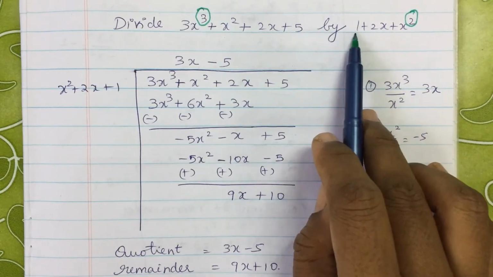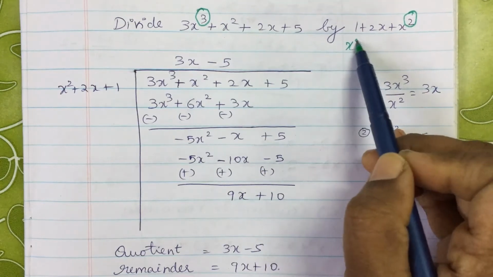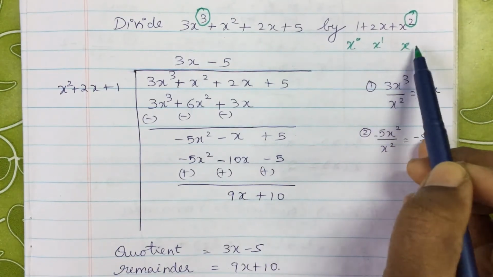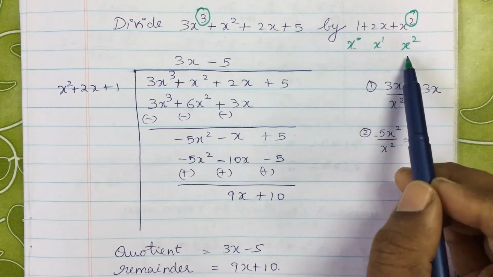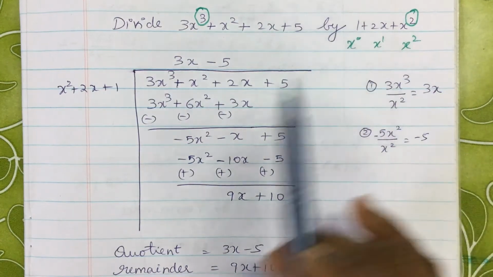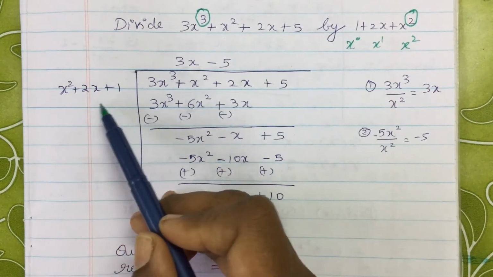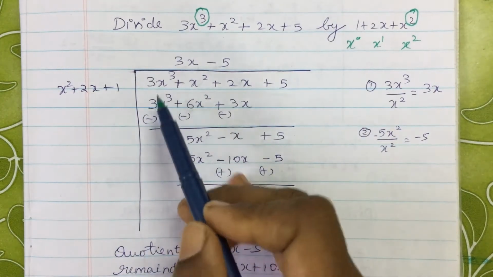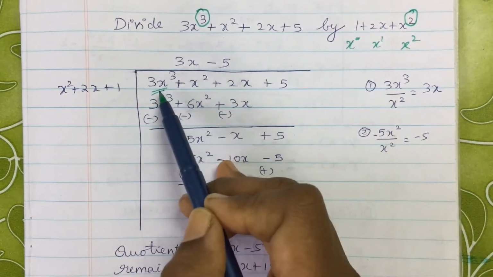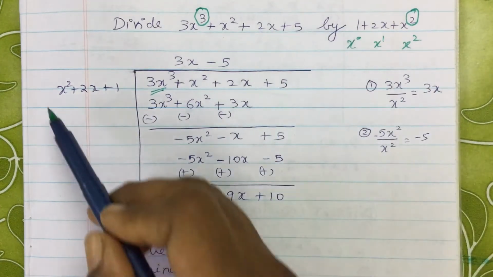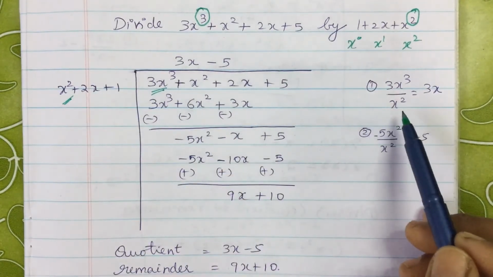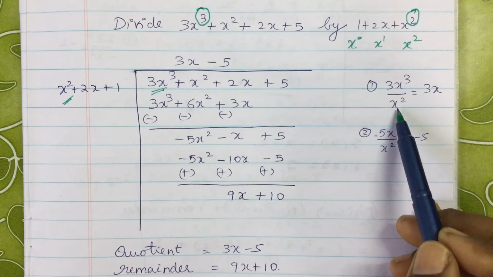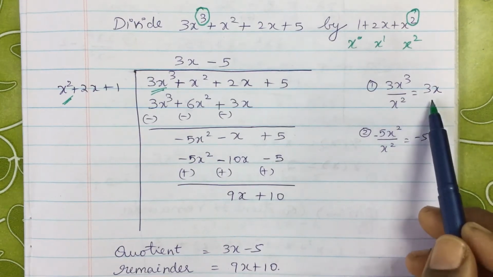So here if you see, the power of x is x to the power 0, x to the power 1 and x to the power 2. So it is in ascending order. You have to rearrange the terms so that it will become x square plus 2x plus 1. Okay. So after doing this, you take the first term of this dividend, that is 3x cube. Then you take the first term of the divisor, that is x square. So 3x cube by x square is 3x.